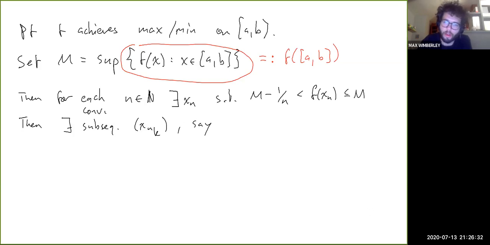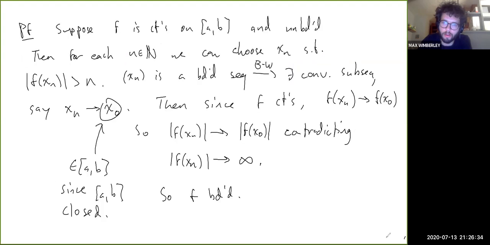Oh, I think I might have made a mistake back here. This should have been xnk, sorry. Anyway, so this is xnk, as k approaches infinity. This should all be xnk. Hopefully it's not too hard to see that when you pass to a subsequence, none of the rest of this stuff is violated.